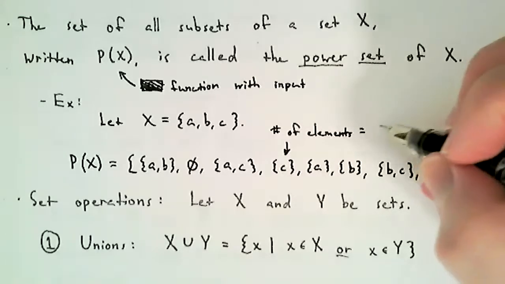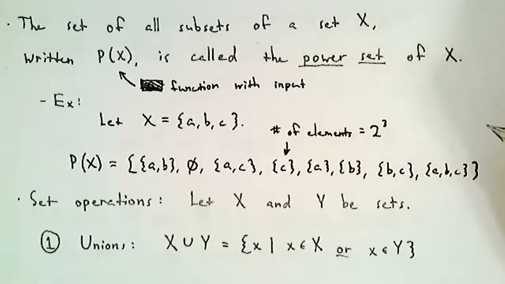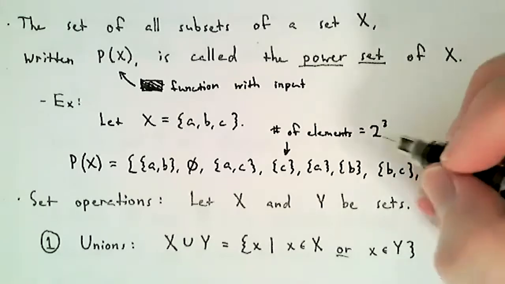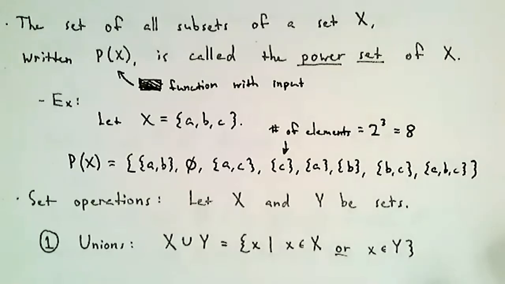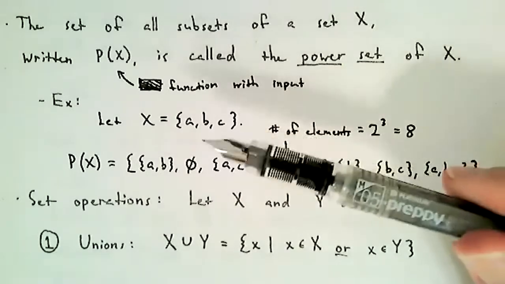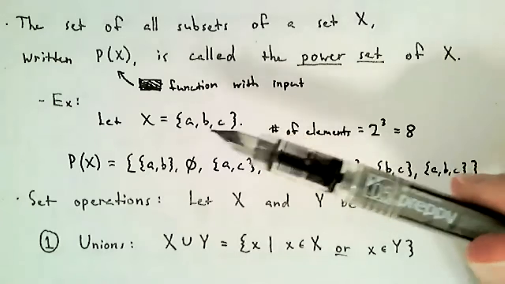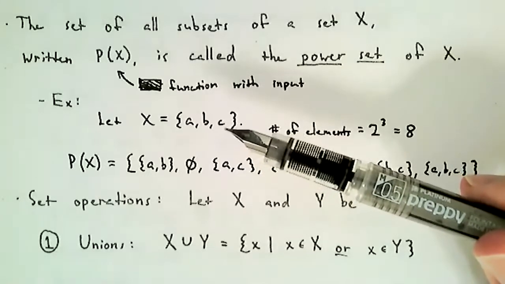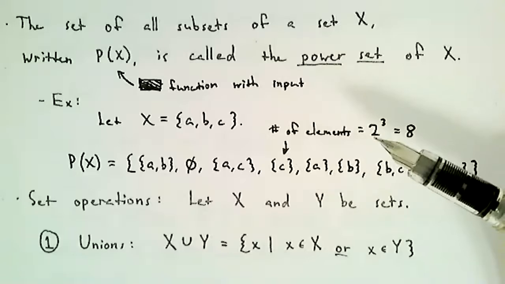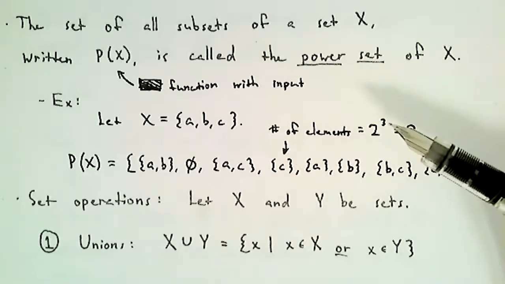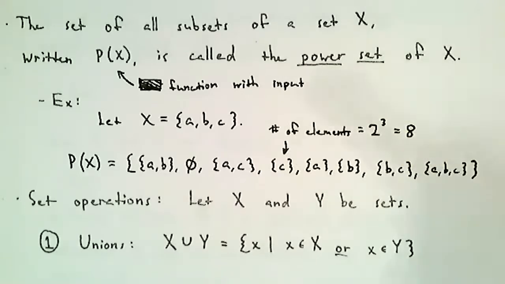This one's kind of hard to guess. So 8 is actually 2 to the 3rd power. So 2 times 2 times 2. Okay. And if you have any set at all, any finite set with just some number of elements, then the number of elements in its power set is 2 to the number of elements power.